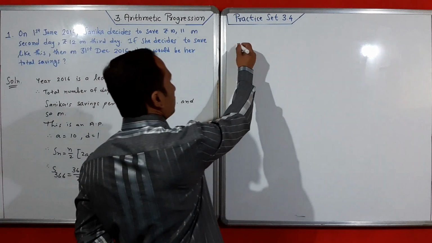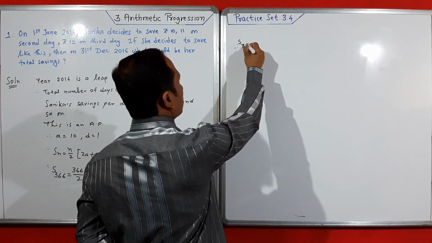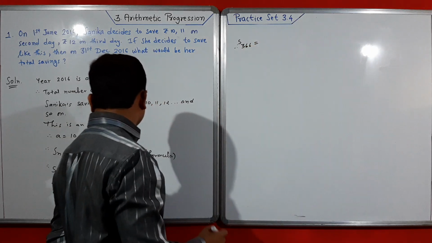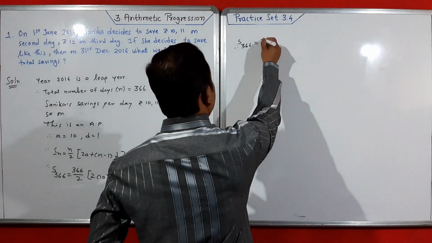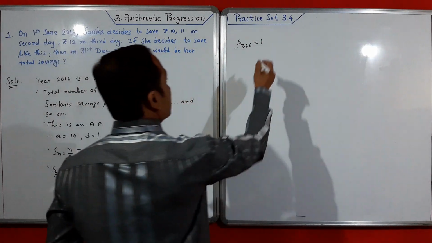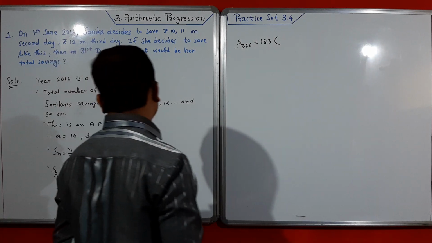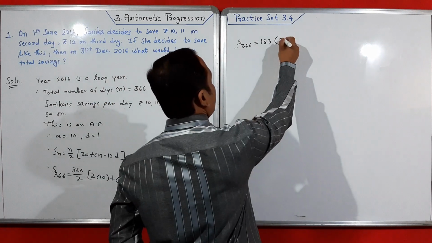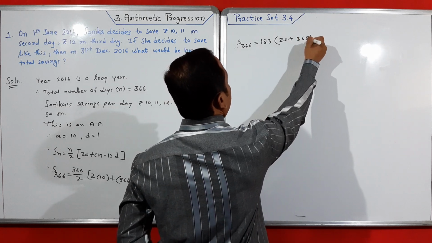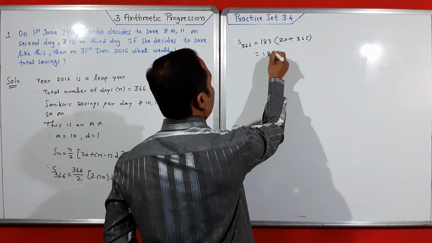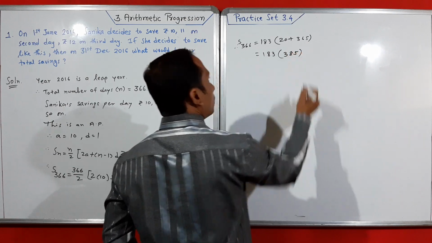So, S366. Let's solve this. First I divide 366 by 2, which gives 183. Then in the bracket I will get 20 plus 365, so it is 385 in the bracket, and 183 is outside. Now multiply.